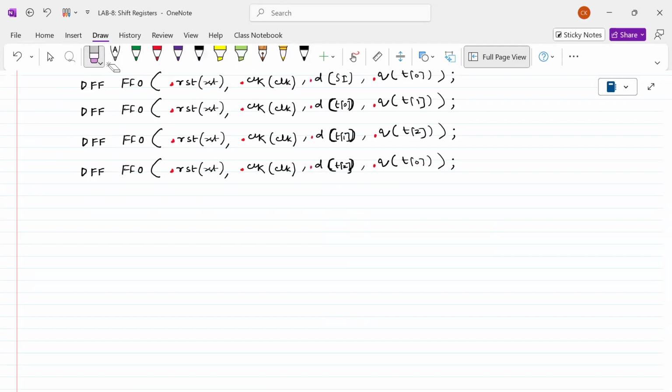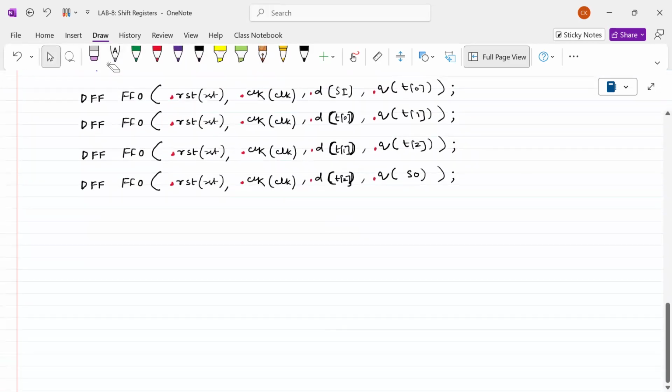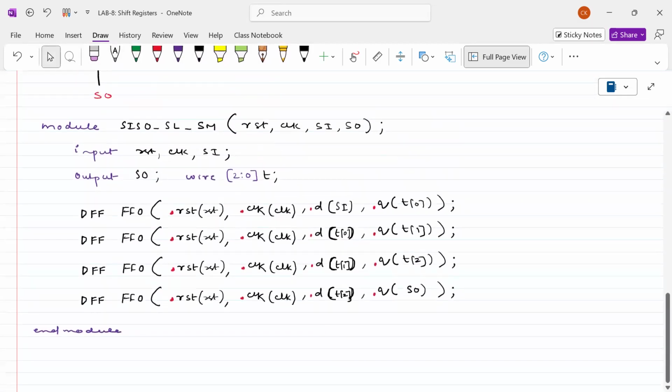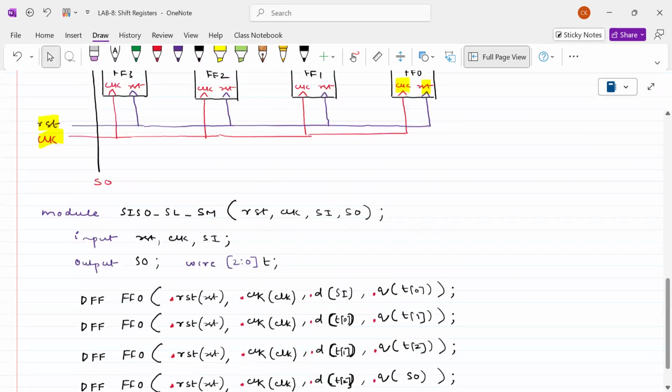This one is, what is this? S0. Right? Okay, it's as simple as that. If you run this program perfectly, you will get everything. Okay. And this one. After behavioral modeling, we'll write the test bed for it. Okay. All right.